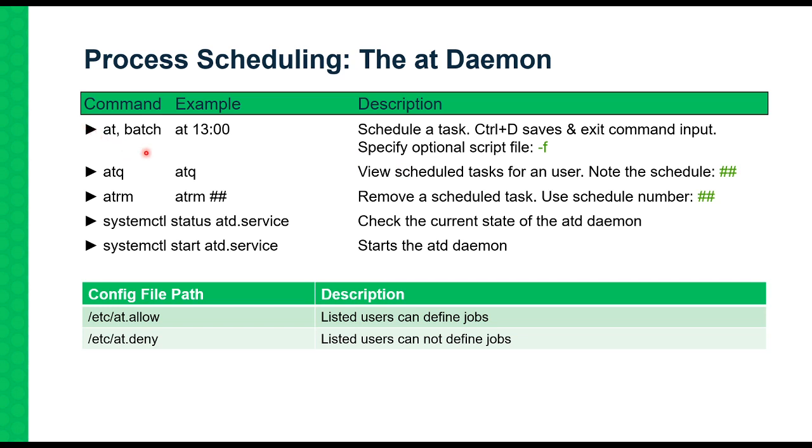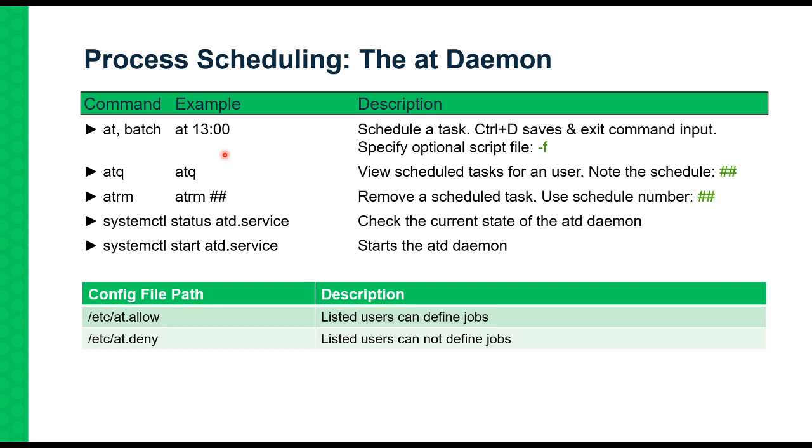We can use either at or batch. It will give us exactly the same output. So you will have the option of running at space -f, which is the file, and then your file name, and then which time you would like to run it at. We'll not be doing a script file in this case, but we'll be running a test for at, let's say at 1 o'clock for that matter.